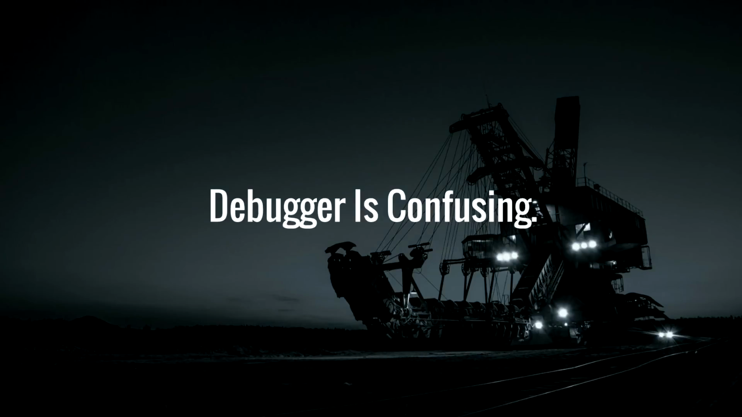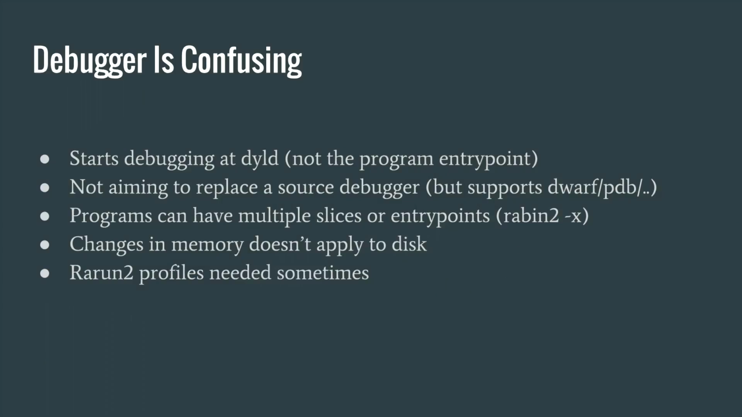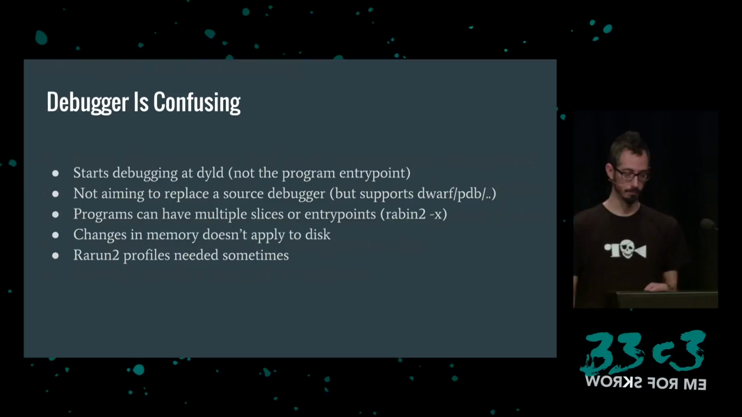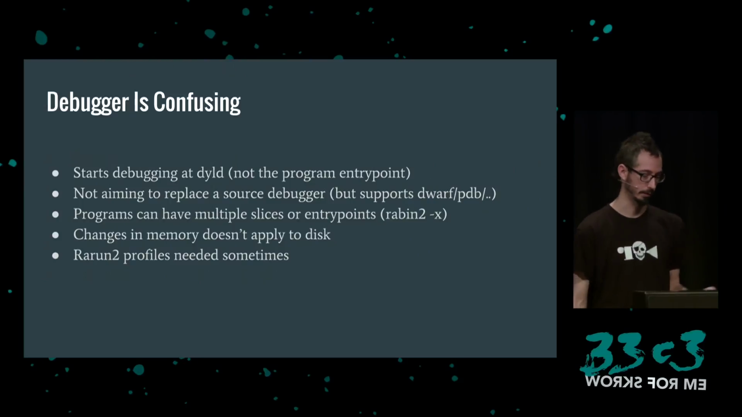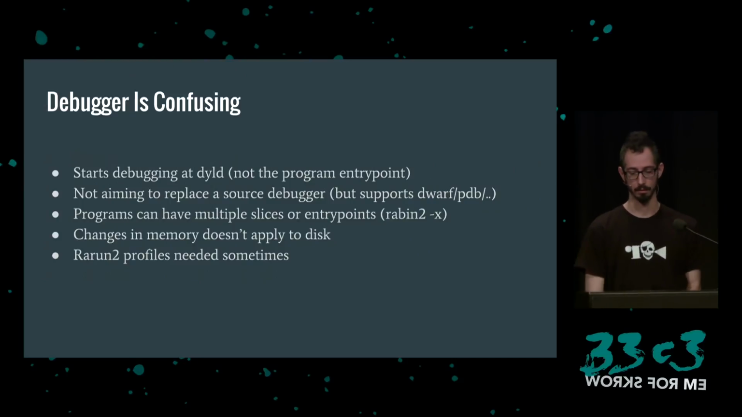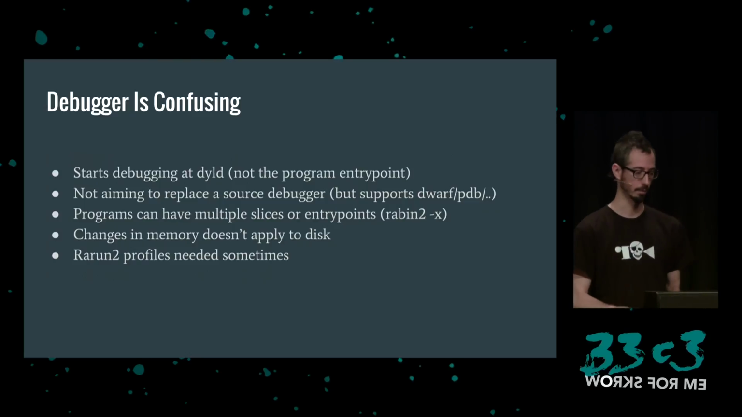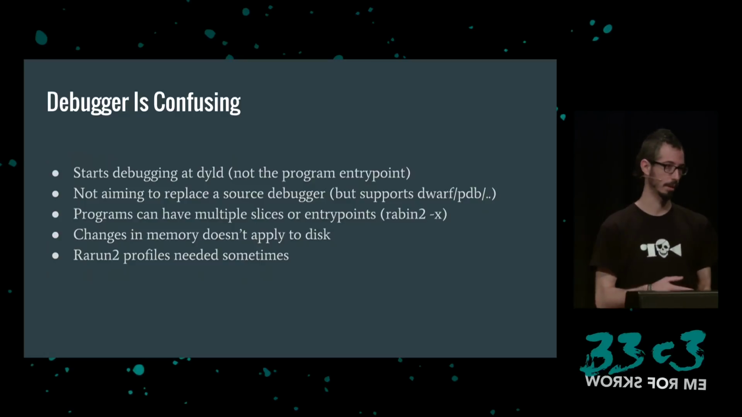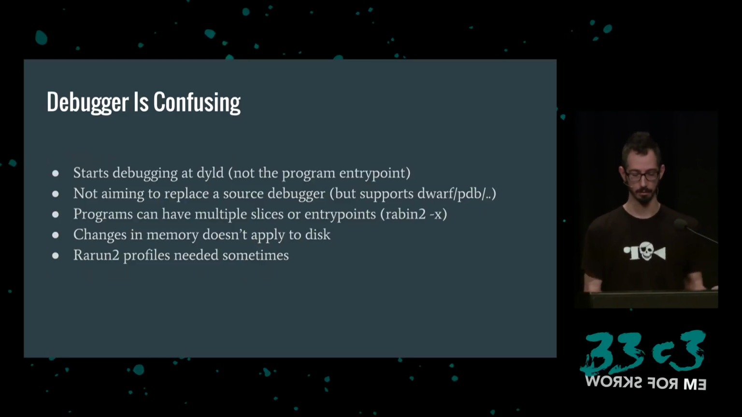OK, so the debugger is confusing. Many people think that the debugger of Radare2 is strange, mainly because it's a low-level debugger. The main reason for this is that I don't try to replace source debuggers. There is GDB, LLDB, and Visual Studio, which are pretty good source debuggers. But Radare2 aims to work for binaries that you don't have the source code for, or different targets.